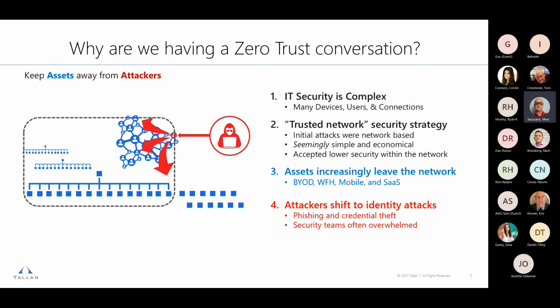Again, a lot of it now comes down to assets increasingly leaving the network, right? I mean, yeah, in the old days, we had sales reps that would go to internet cafes and stuff like that, but it's much bigger than it used to be. Assets leave. We have bring your own device. We have mobile. We have SaaS, right? And again, the attackers have shifted their methodology to looking for identities. It makes it much easier to do bad things if I already have an identity. And then I can escalate those privileges throughout my lateral movement.